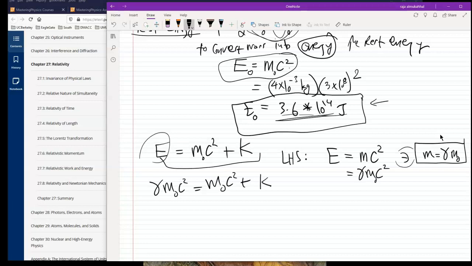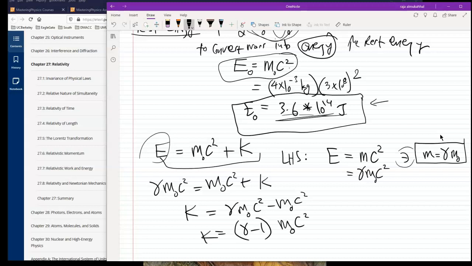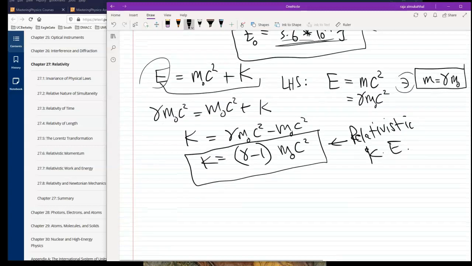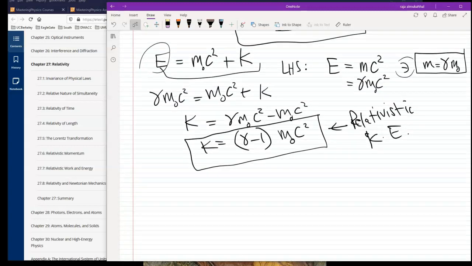Let me solve for K. So K is gamma m naught c squared minus m naught c squared, and that's equal to gamma minus 1 quantity m naught c squared. And this is the official expression for the relativistic kinetic energy. Make sure you box that. Relativistic kinetic energy. Got it?